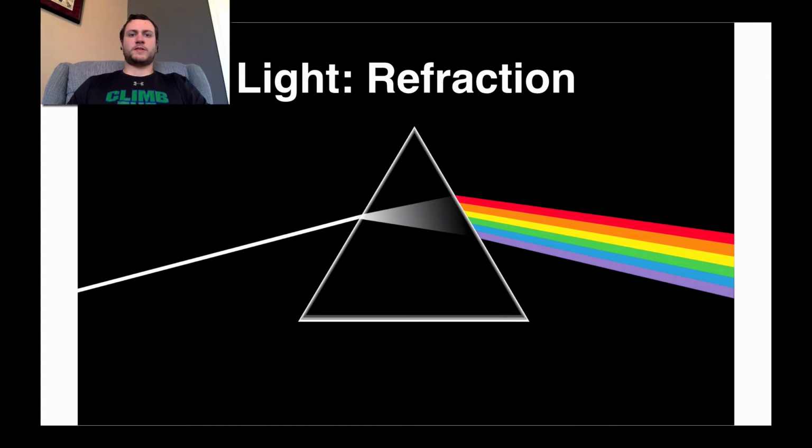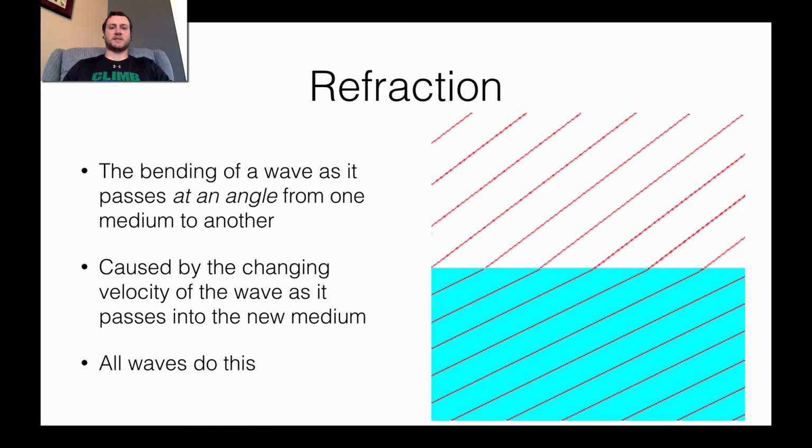Alright, hey folks, we're going to take a look at light and how light bends through a process known as refraction. Now, what is refraction? Refraction is the bending of any sort of wave. It doesn't have to be light, but we're going to specifically look at it in terms of light, as that wave goes from one medium to another.